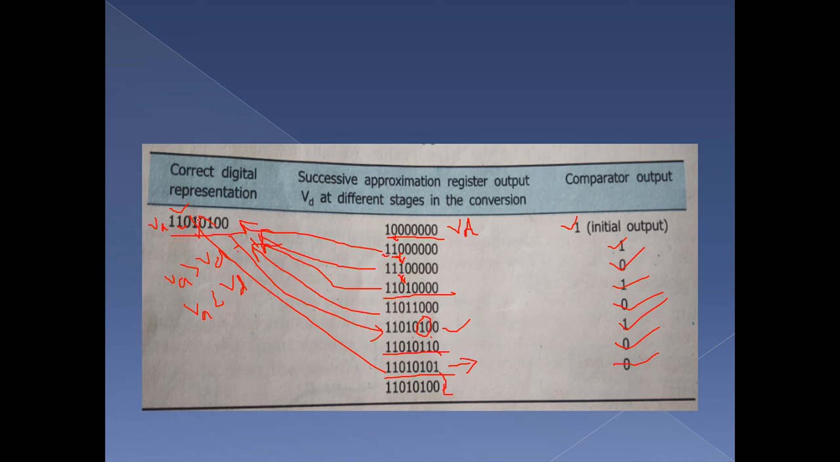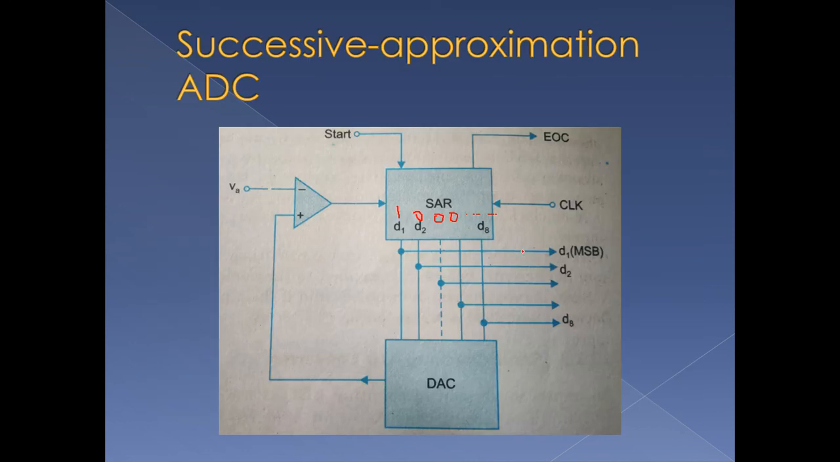Now the input bits and VD are both equal, which required 1 2 3 4 5 6 7 8, so 8 bits were required to convert the input into digital. So it required 8 clock cycles. Finally, in this output, this is the MSB and this is the LSB. Whatever analog value is given as input is converted here into the digital output. This is how the successive approximation ADC works.